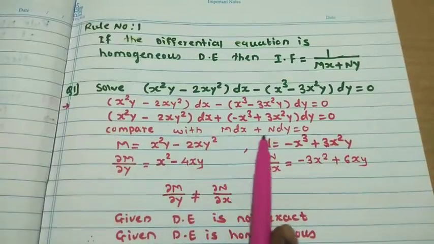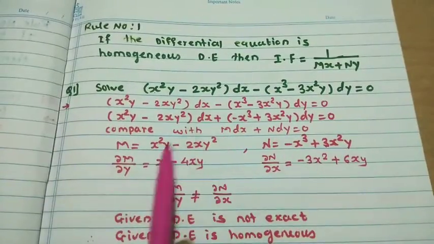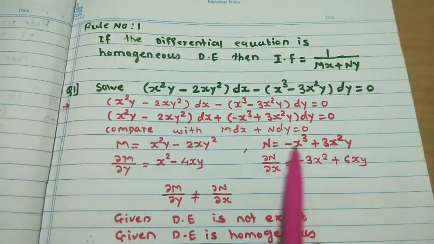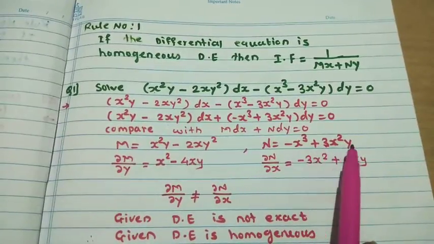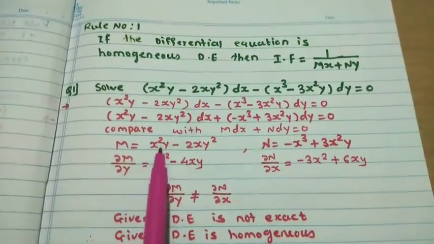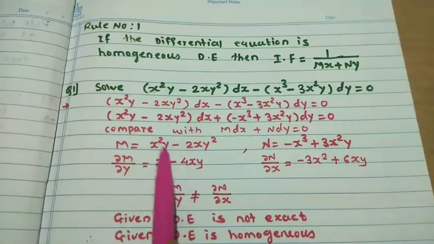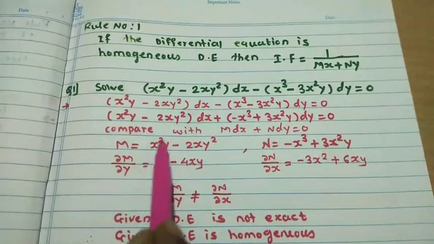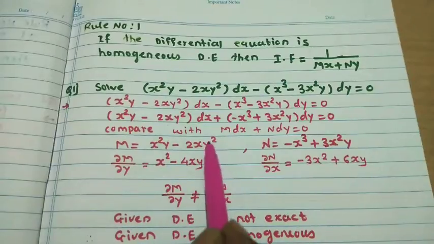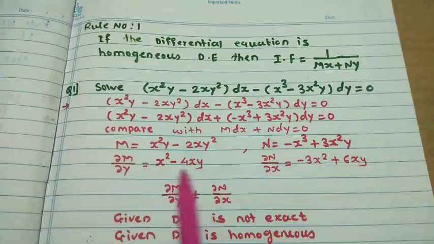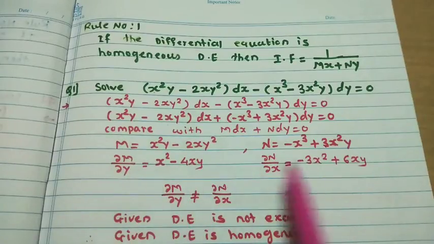Compare with M dx plus N dy equal to 0. You will get M equal to x square y minus 2xy square, N equal to minus x cube plus 3x square y. Differentiate M partially with respect to y. The derivative of y is 1, so you get only the x square term here. The derivative of y square is 2y, and 2y into 2x becomes 4xy. So del M by del y is x square minus 4xy.